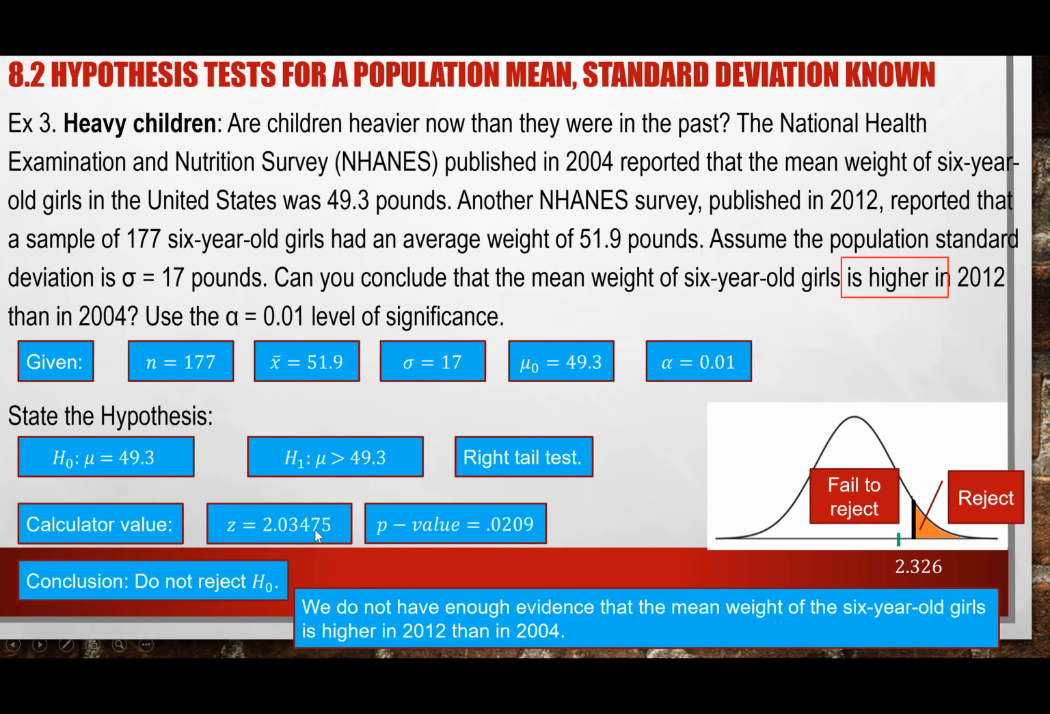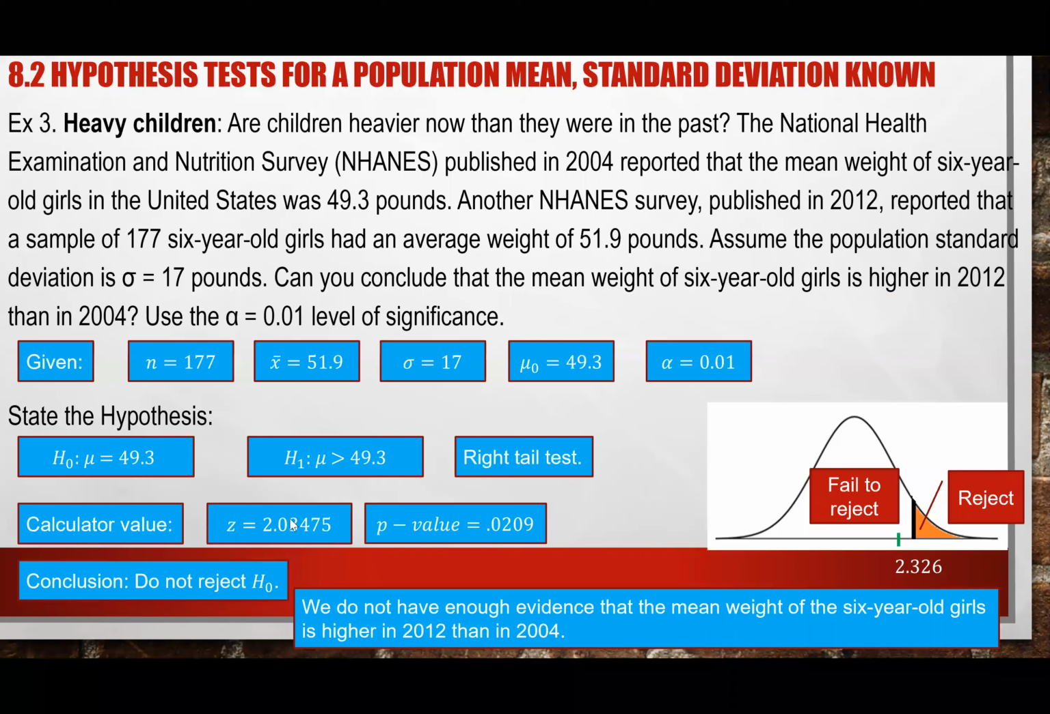First of all, question: does anybody not see the Z and the p-value on your calculator? So everybody got this Z and this p-value on your calculator after you type in your Z test and the right tail. Make sure it's the right tail, not the left tail. Okay. So now, how can we use this?